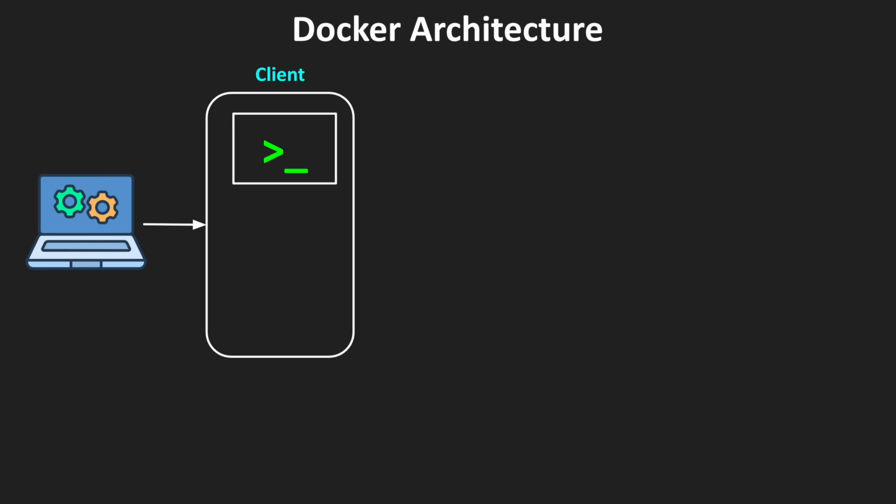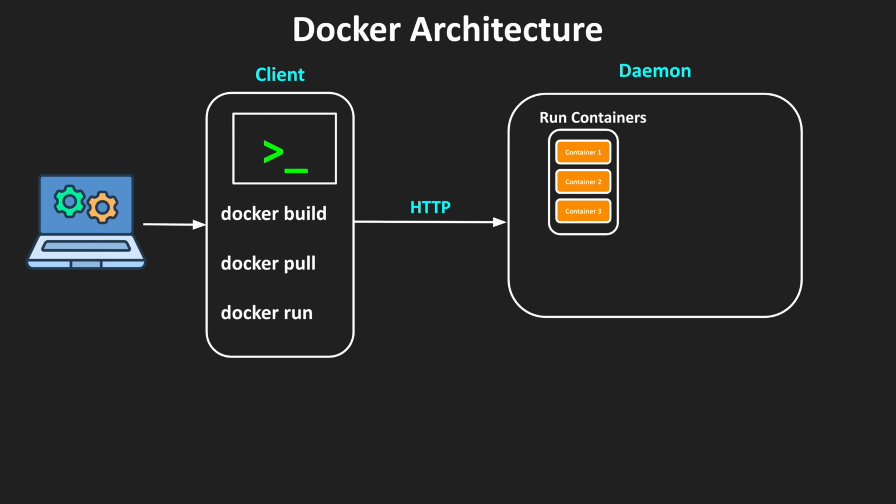Architecturally, Docker has three main parts. The first part is a client. When we are sending a command line request to Docker, first where that request ends up is in the client. So for example, let's say that in this case we have a Docker build, Docker pull, and Docker run. And when we are sending that command, the client receives those requests, and the client sends the HTTP request to another part of Docker, which is a daemon.